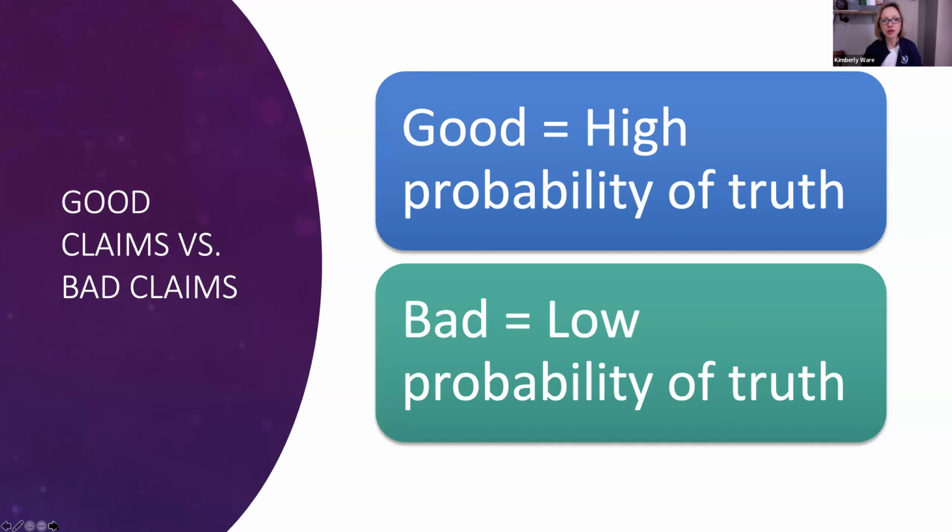Now we can have good claims and we can have bad claims. And when we are doing critical thinking, we are trying to decide if something is good or bad. A good claim has a high probability of truth, and a bad claim has a low probability of truth.